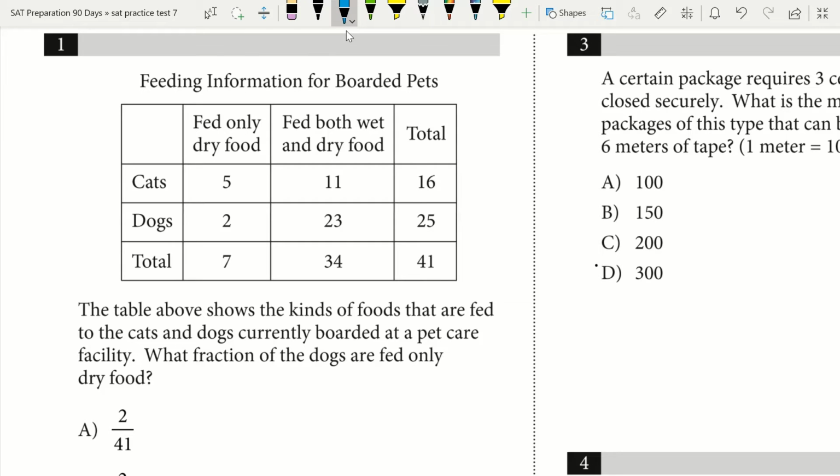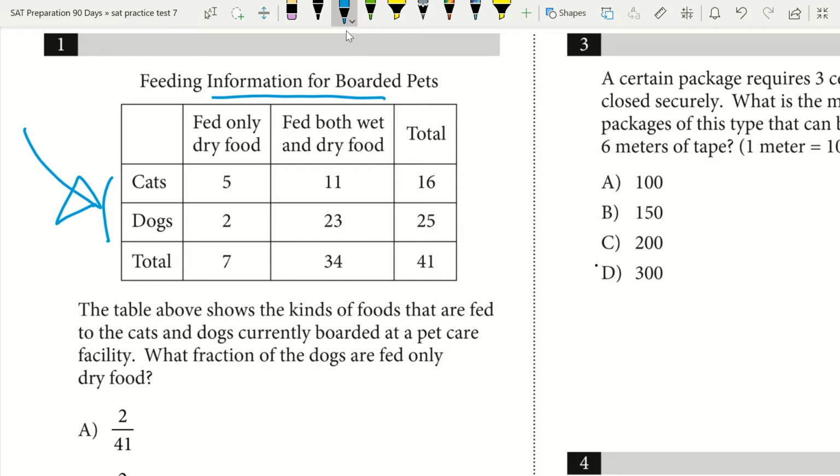Today I have an SAT math tip and trick for you that deals with interpreting two-way tables. If you don't know what a two-way table is, that's this right here. You have a table with categories on this side as well as up top. So you have columns and rows of categories, and you have to be able to interpret it based on totals in the row, totals in the columns, and totals overall.